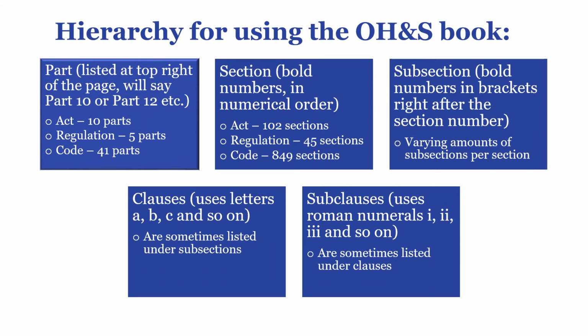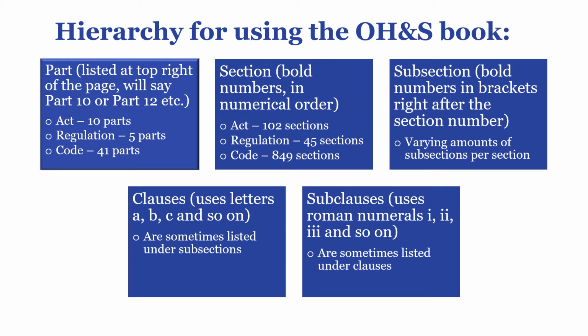It is important to know how to search and read the legislation book. Page numbers will not work when going through it. The general hierarchy is Part. Listed at the top right of the page, it will say Part 10 or Part 12, etc. The Act has 10 parts, the Regulation has 5 parts, and the Code has 41.